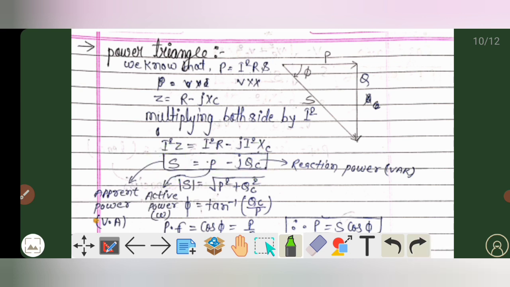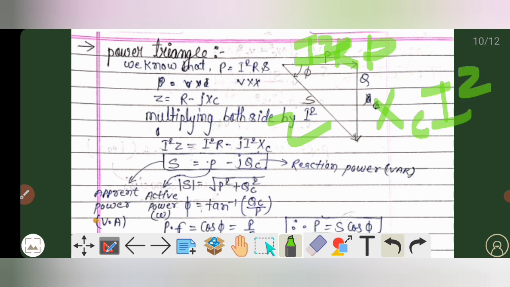Now in the impedance triangle, we have drawn this as R, and this as XC, and this was Z. If we multiply all these things by I square, then as you can see here, this is I square R, which we can denote using P. And if you multiply this by I square, then we can denote it by QC, my dear friends.